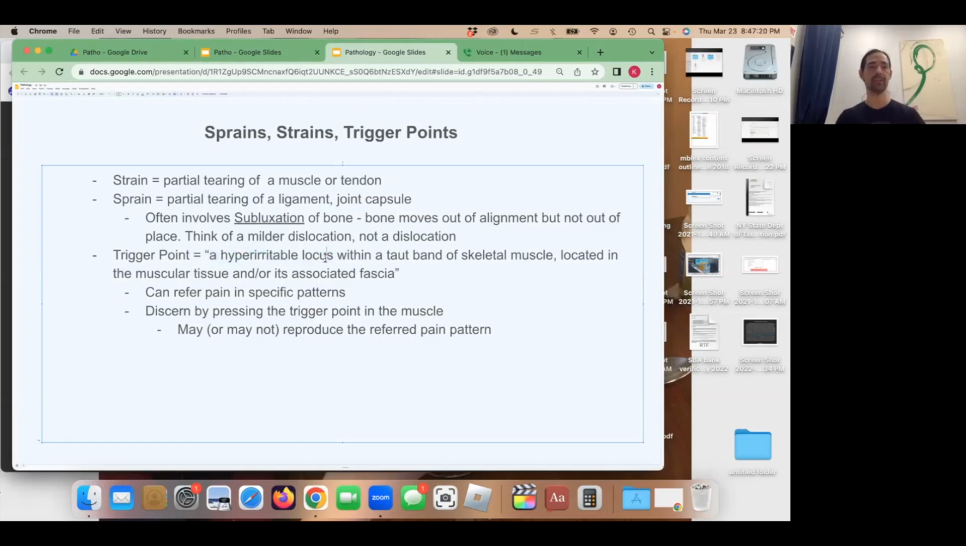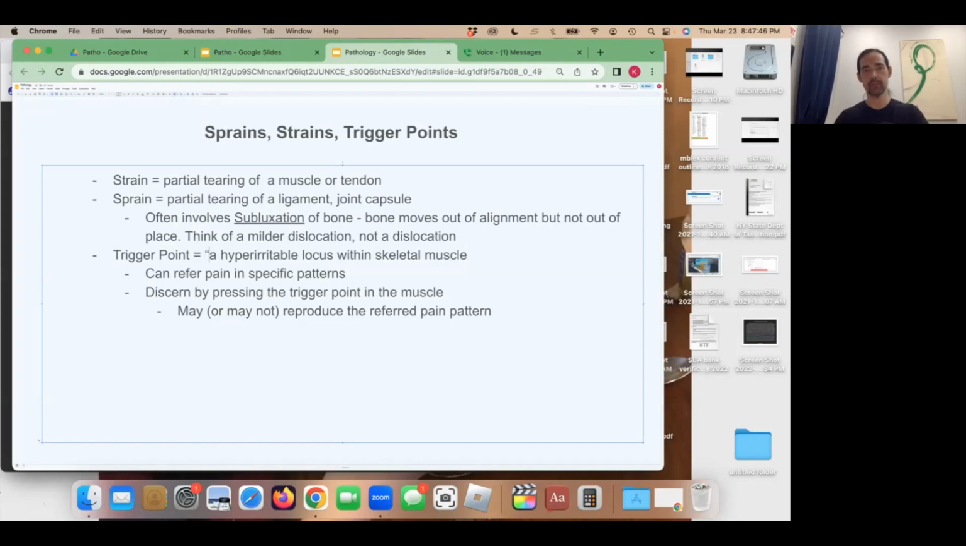A locus is a location. Hyper-irritable locus within a taut band of skeletal muscle located in the muscular tissue and or its associated fascia. Hyper-irritable locus within skeletal muscle. I would even just say within a muscle. Like that. Keep it simple. A hyper-irritable locus within skeletal muscle.